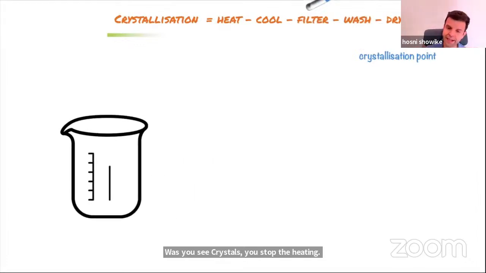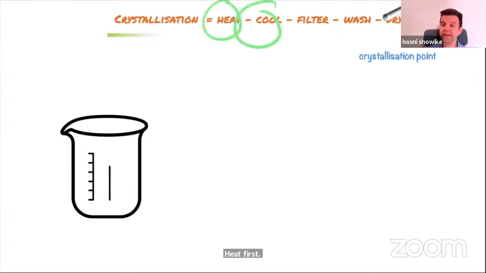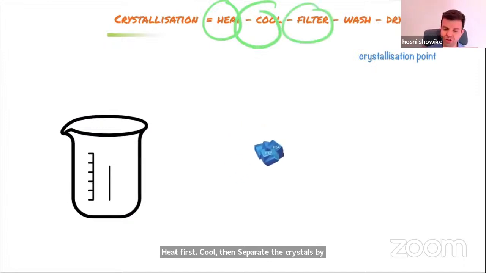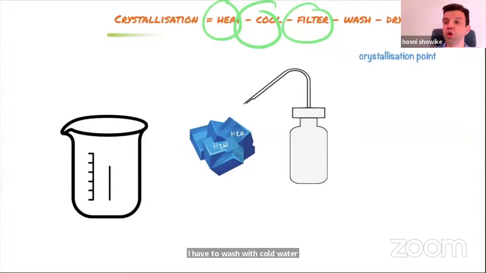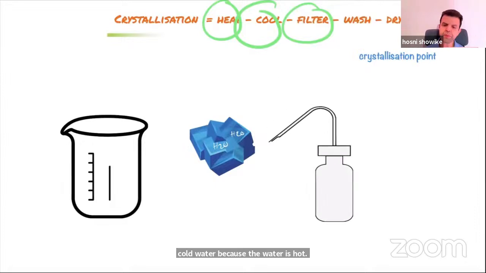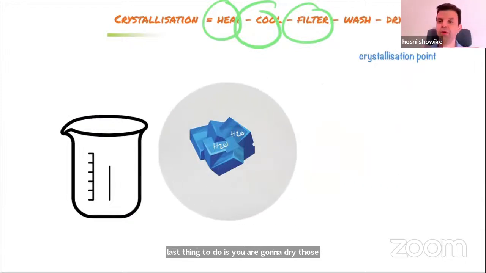So again, heat first, cool, then separate the crystals by filtration, wash them with ice cold water. Again, why do I have to wash with cold water? I have to wash with cold water because if the water is hot, you will dissolve these crystals again. Okay? The very last thing to do is dry those crystals. You dry them with tissue papers or filter paper and you are good to go. Okay?